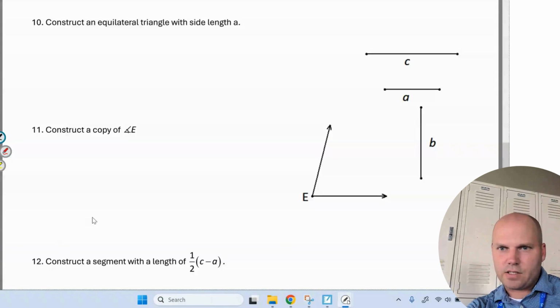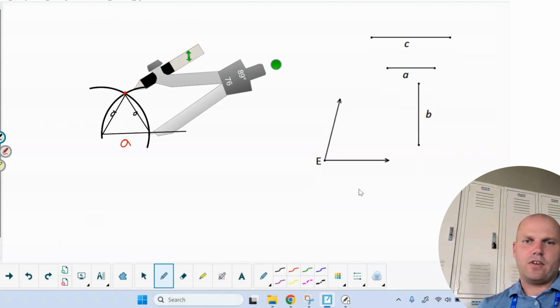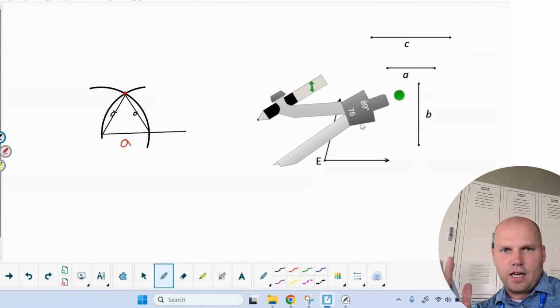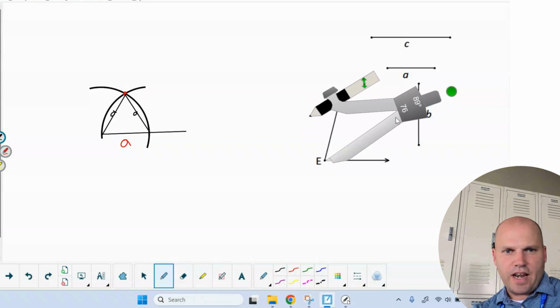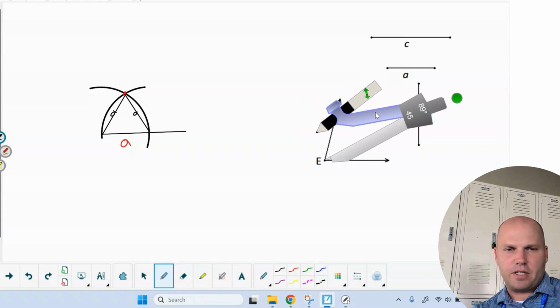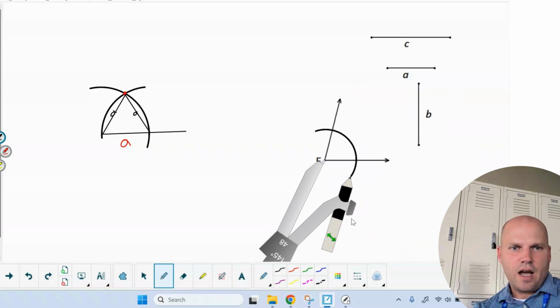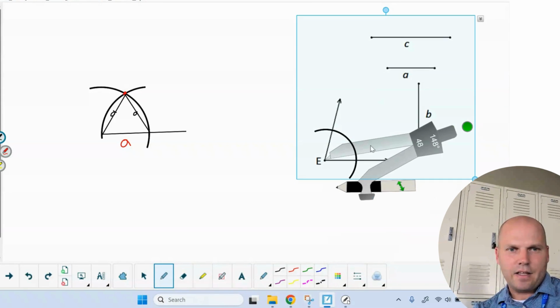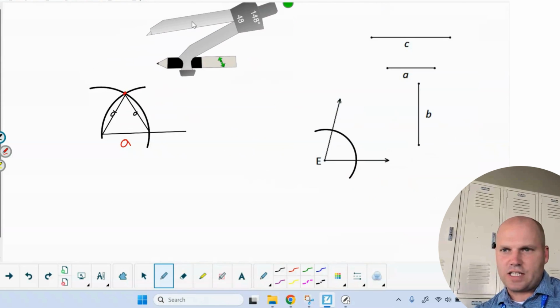Okay, next, construct a copy of angle E. Watch what I'm going to do. I'm going to create an isosceles triangle. After the isosceles triangle is created, I'm going to be able to create the angle again. You think this is different. This is not. Look, this is one new thing.